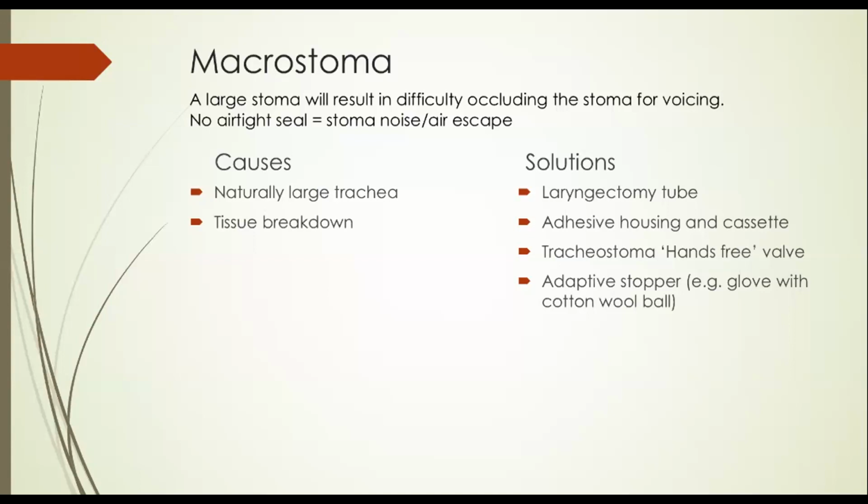And then what we've done for some patients is just create an adaptive stopper. What we end up doing is taking a glove, stuffing it with cotton wool, creating a little ball that is big enough to occlude the stoma, and they then use that to occlude, because if their fingers don't fit, they need something to occlude with. So that's one of the things that we've done and seems to work quite well.